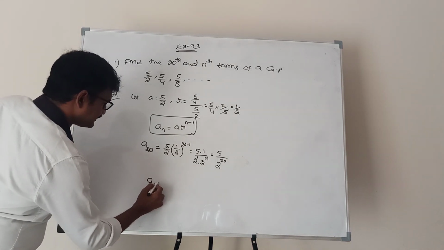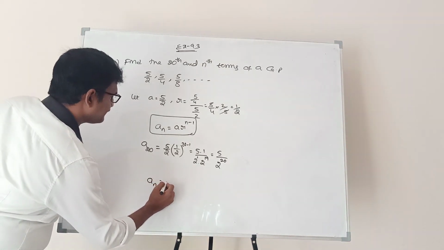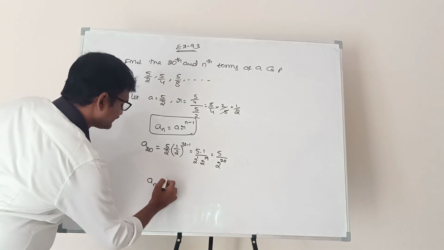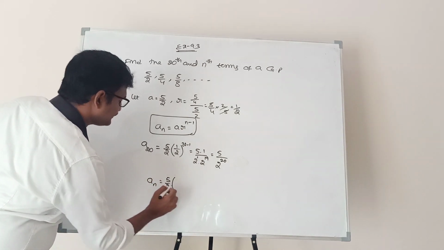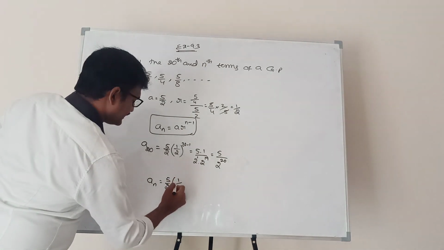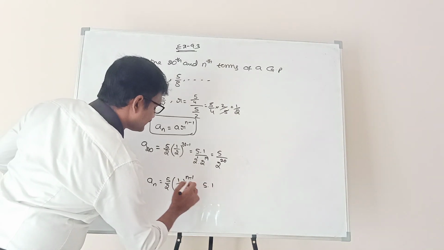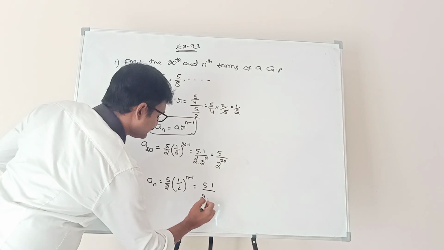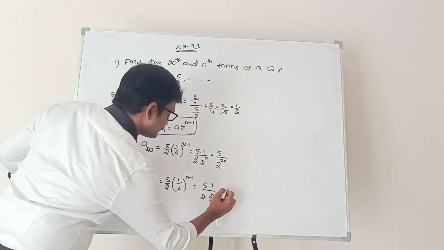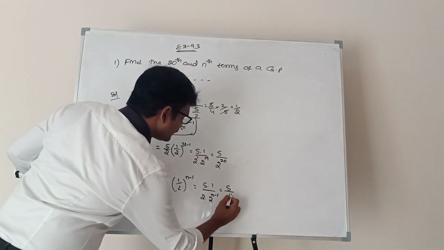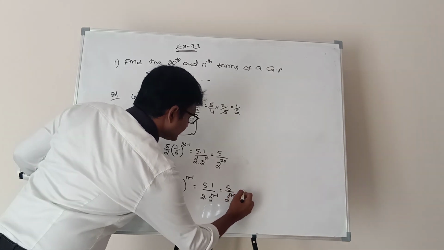Similarly, what is the nth term? a into r power n minus 1. The a value is 5 by 2 into 1 by 2 whole power n minus 1. 5 by 2 into 1 by 2 power n minus 1. 5 by 2 power 1 plus n minus 1, the plus 1 and minus 1 get cancelled.